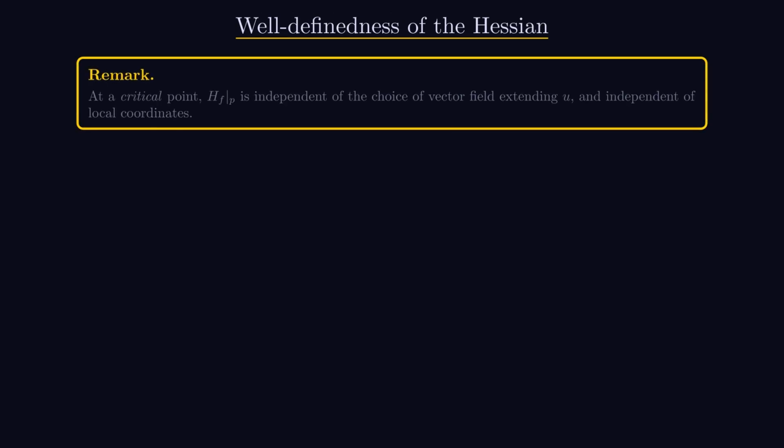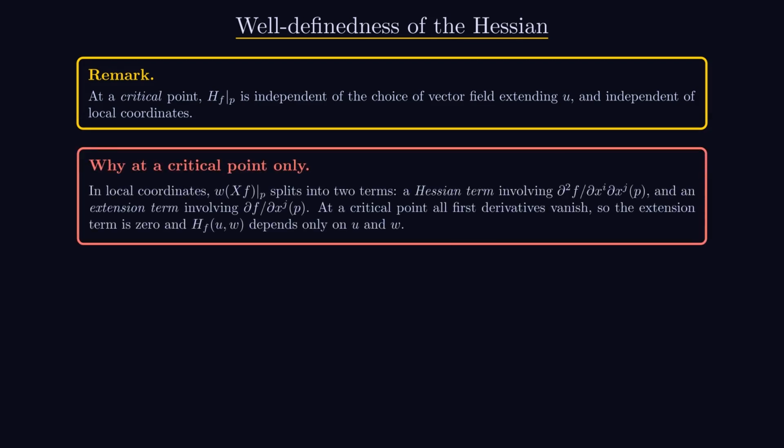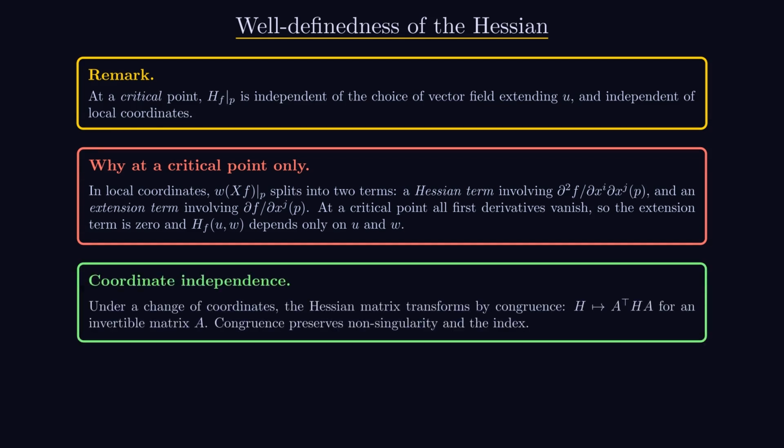Before moving on, we should check that the Hessian is well defined, independent of the choice of extension x and independent of coordinates. This works only at critical points. In local coordinates, w applied to xf splits into a Hessian term involving second derivatives of f and an extension term involving first derivatives of f times how x varies. At a critical point, all first derivatives vanish. So the extension term is 0, and the Hessian depends only on u and w, not on the choice of x. Coordinate independence follows from the same expansion.